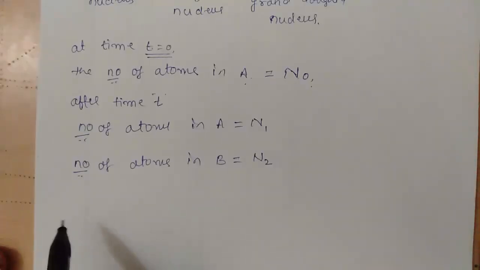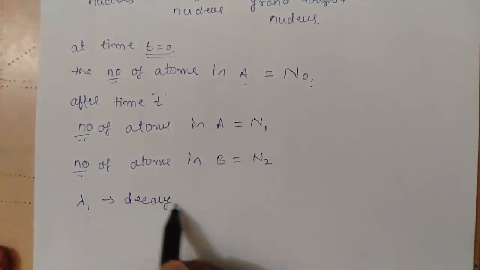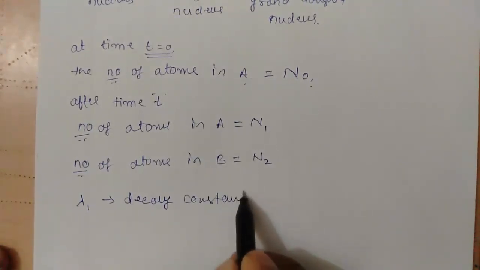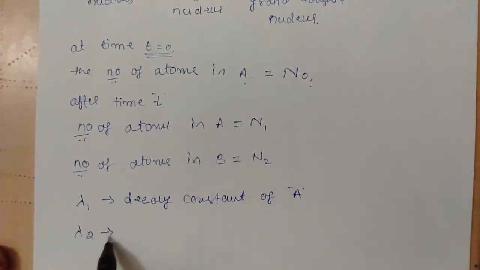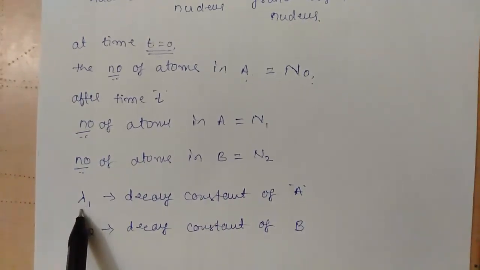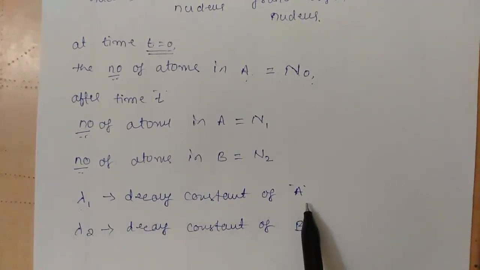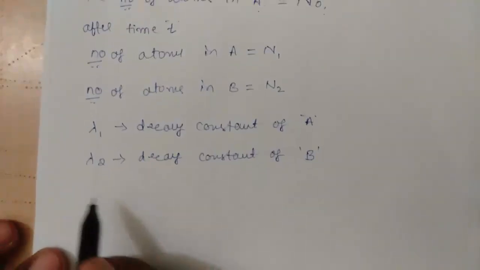Now let lambda 1 be the decay constant of element A, and let lambda 2 be the decay constant of B. Okay, so why? Because we need this lambda 1, that is the decay constant of element or parent nucleus A, and lambda 2 will be the decay constant of the other element, that is the daughter element B.